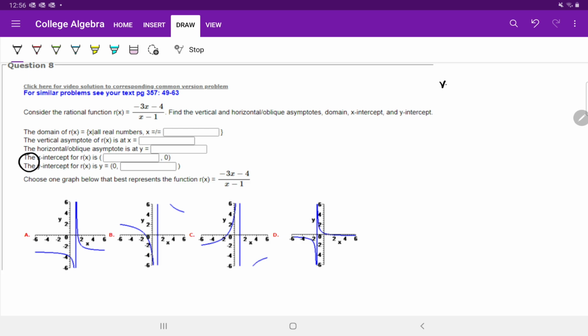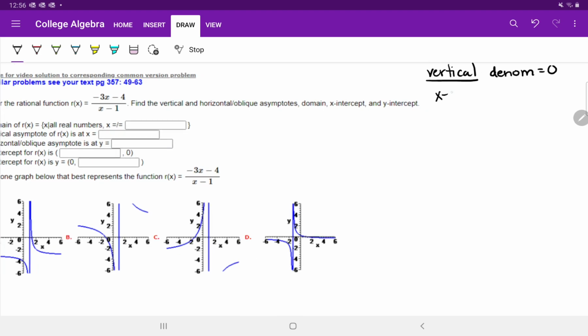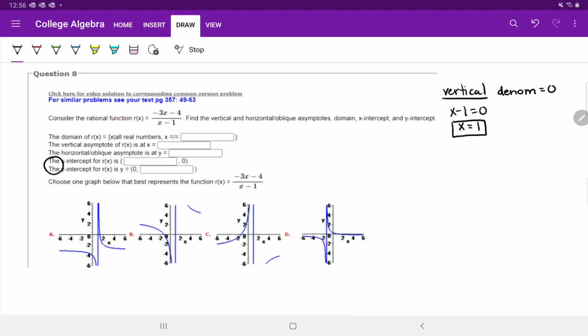So we'll start with vertical. Vertical is the easy one. We set the denominator equal to 0. So that'll be x - 1 = 0. Solve that for x, and you get a vertical asymptote at x = 1. That also answers our domain question, because our domain cannot include the number 1 because that would make our denominator undefined. Okay, next question. Horizontal asymptote.